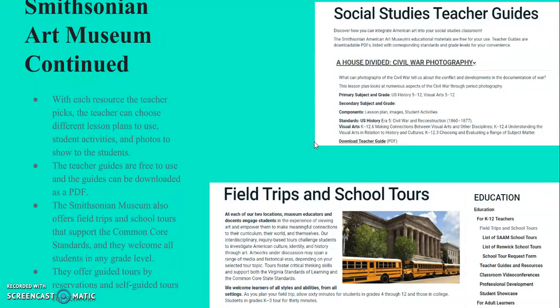And then the Smithsonian Museum also offers field trips and school tours that support the Common Core standards. They welcome all students and any grade level. They offer guided tours by reservations and self-guided tours for schools. Over here is where you can see the school tours, the school tour request form, a little bit of information. And then elementary tours usually last for 30 minutes. Middle school to high school tours usually last anywhere from an hour to an hour and a half.